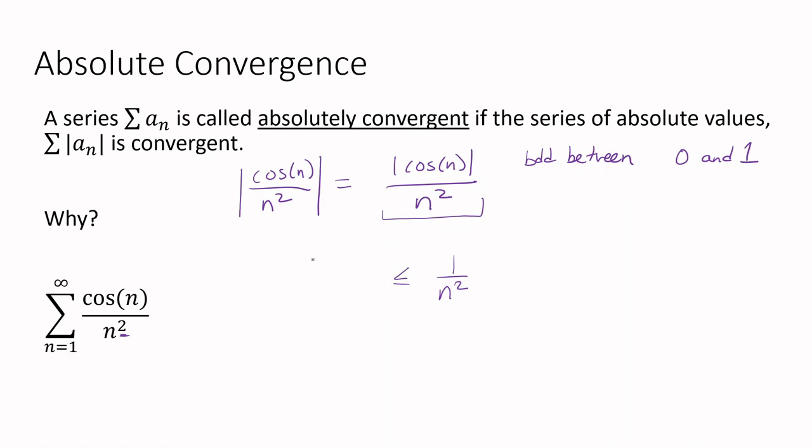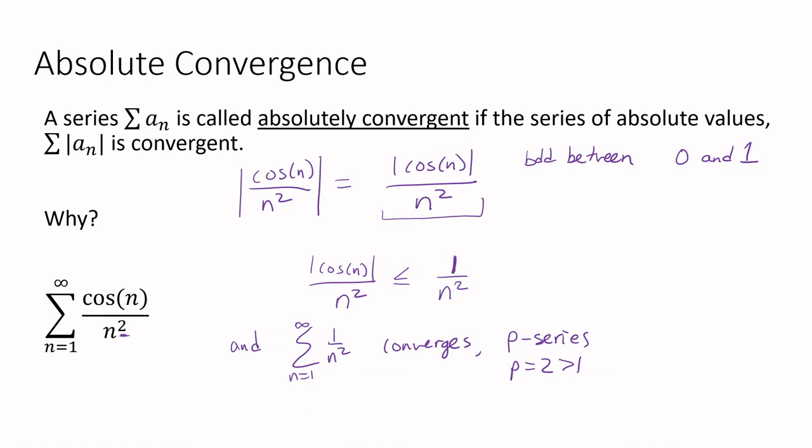And I indeed can, because look, I have cosine n, absolute value, the biggest it could ever get is 1, and so look, I put a 1 here as the top bound. And then these n squares, well, they match, so that's fine on the bottom. So this is true, and I know that this series converges because it is a p-series with p equal to 2, which is greater than 1.